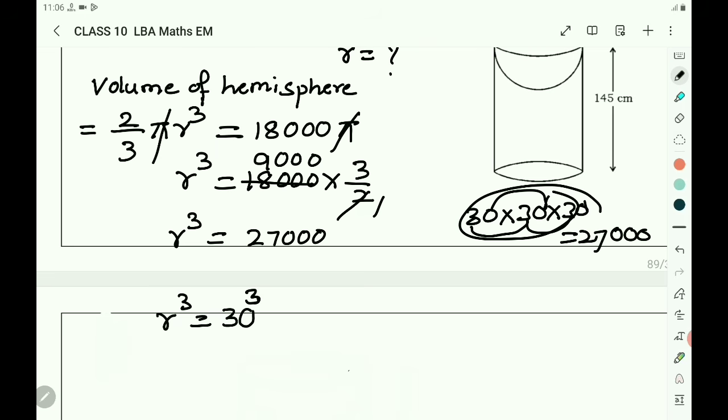So 30 cube is equals to how much? 27,000. 30 cube means 30 into 30 into 30, which is equals to 27,000. So here r is equals to what? 30, as the powers are same. Cube is there, so the base must be same. So you got r is equals to 30. Therefore r is equals to 30.